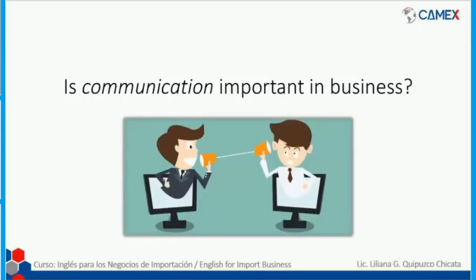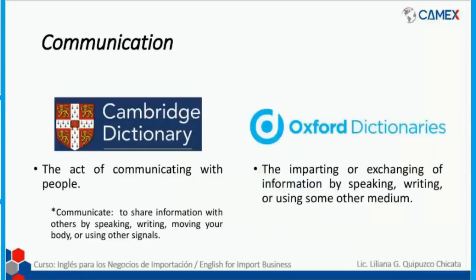First, do you think that communication is important in businesses, especially in import businesses and international businesses? So first, as always, we are going to see what it is communication. So, according to the Cambridge Dictionary, communication is the act of communicating with people. So, what is communicating? Communicate, it is to share information with others.